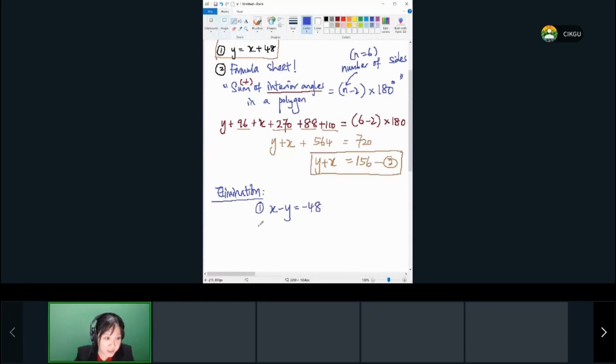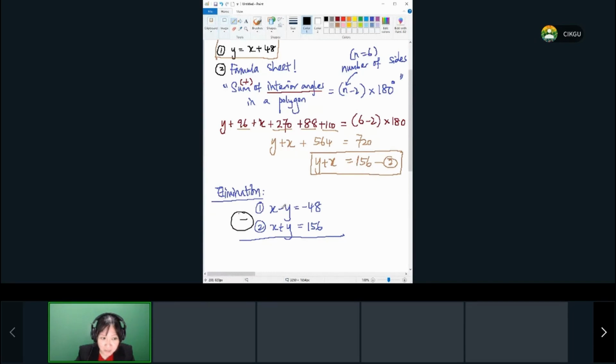Okay, nice. Then number 2. This one, y plus x and x plus y are the same, so I put x plus y. Why do I put x plus y? Because I align. Remember, x and x, y and y, equals to 156. Aligned nicely already. Then what can we do? Is it easy to eliminate x? Yes, very easy to eliminate x. Eliminate means get rid. Remember, just minus. So x minus x is gone, 0. No need to write.